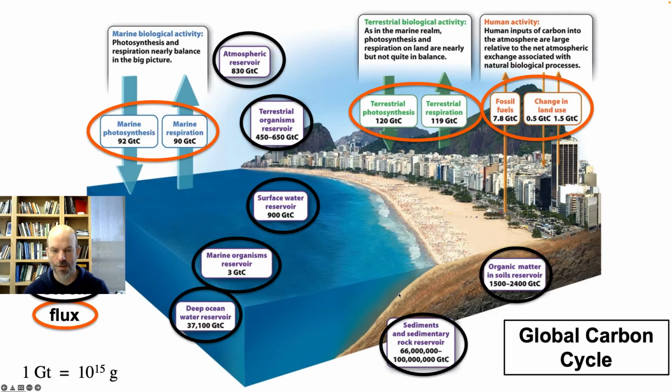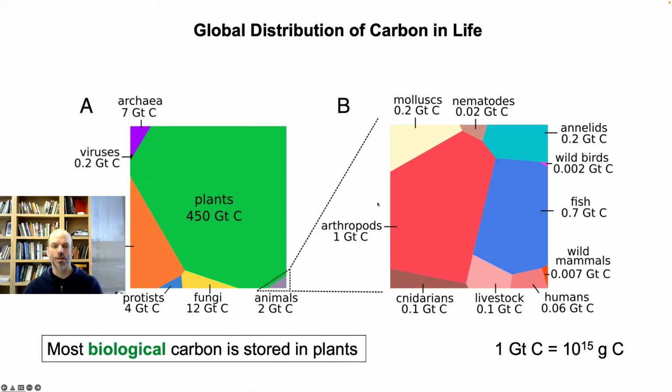So this is showing different reservoirs, including in the atmosphere. That's the number that's going up steadily since the Industrial Revolution. The amount of carbon in life on land, amount of carbon in life in the ocean, as well as rocks in the ocean. So for one tangent, let's look at how the biological carbon is divided among organisms.